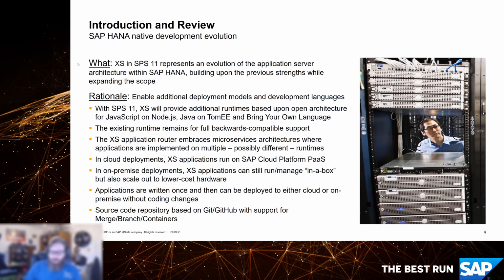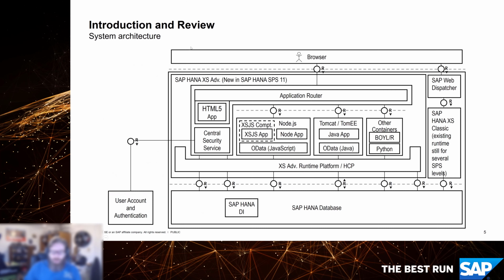What I do want to do is at least have a high level look at this. The first thing I want to point out, and this is a very important point, is that the old application server architecture, XS Classic, is still there. We did not take it away with HANA 2.0. We announced deprecation, just like we've announced deprecation for the HANA Studio, but those solutions are still delivered as a part of HANA, and they're still fully supported.